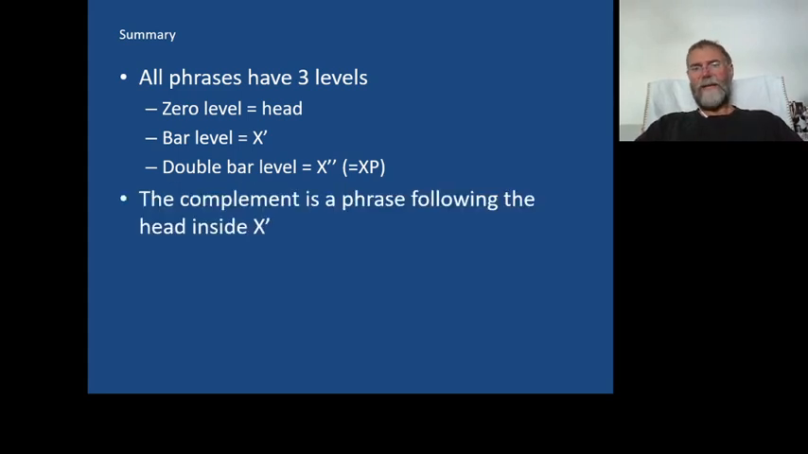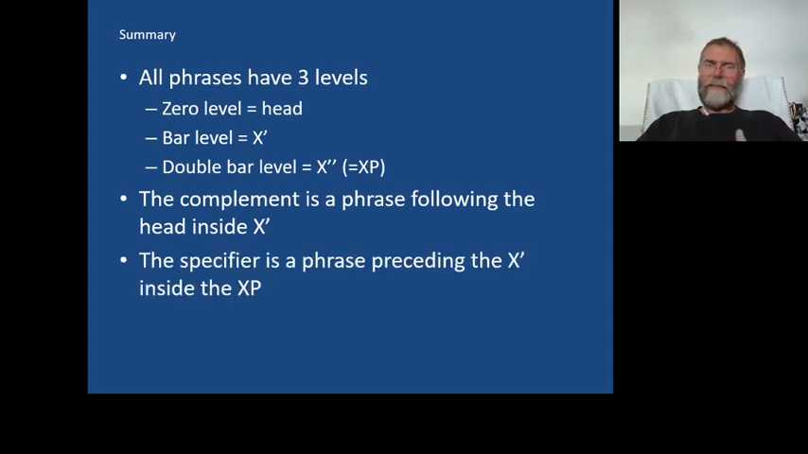The complement is the phrase that follows the head inside X bar, and the specifier is the phrase preceding the X bar inside the XP. Now, I should make it clear here that these statements are partly language specific. Whether or not the complement precedes or follows the head is dependent on which language you're looking at. English is a language where the complement follows the head. We call that a head initial language. The head comes first, followed by the complement. Other languages are head final. That is, the complement comes first and the head is at the end. Japanese is a language like that.